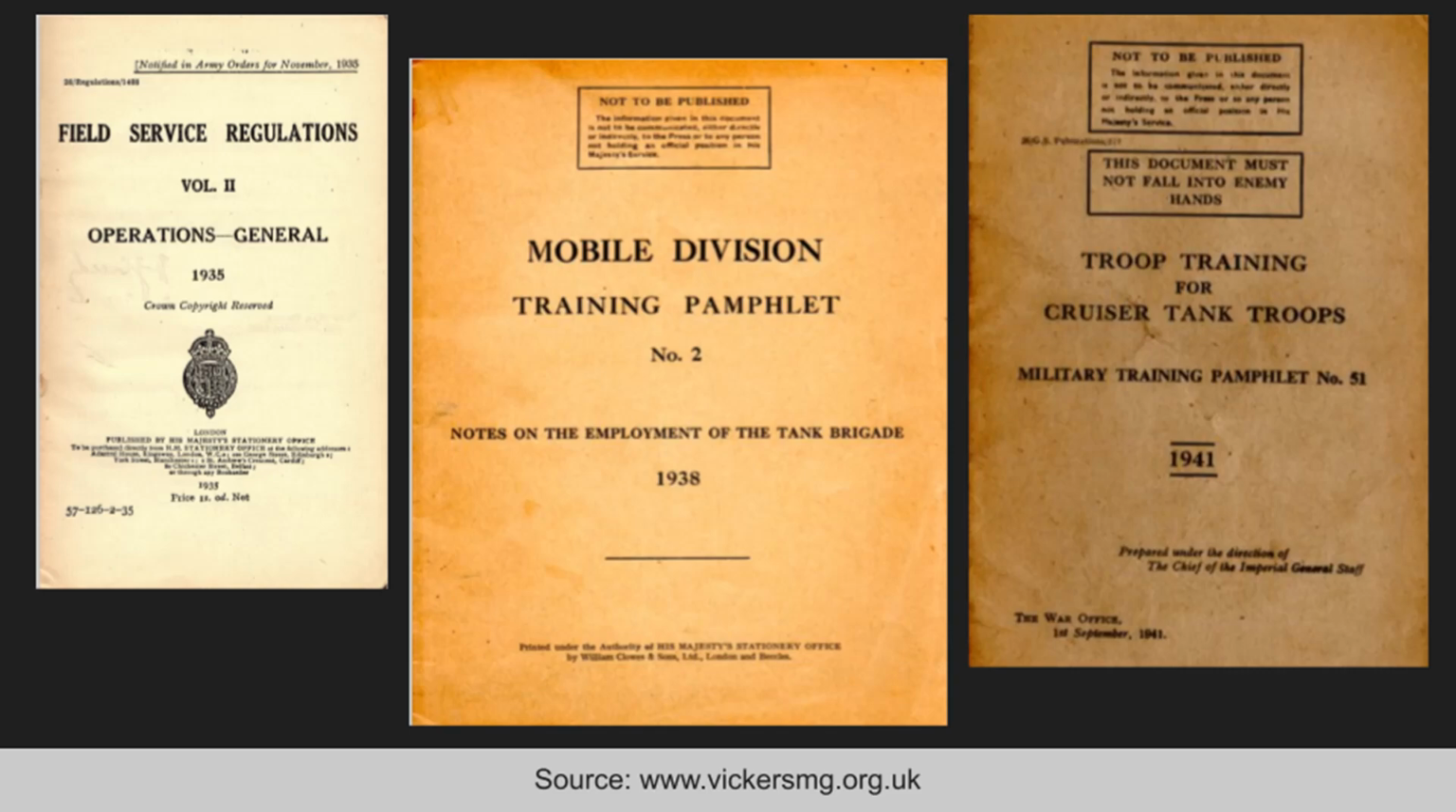Within this broad conceptual framework for combined arms were other more specific documents that outlined armoured doctrine. One example is the Mobile Division Training Pamphlet No. 2, Notes on the Employment of the Tank Brigade, from 1938. This document specified how tank brigades and battalions would operate within their concept of employment. Tank tactics was specified in other even more specific documents. For example, Troop Training for Cruiser Tank Troops from 1941 contained the tactics that enabled squadrons, troops, and individual tank crews to implement the doctrine at the tactical level. And of course, individual tank models and weapon systems had their own technical manuals.